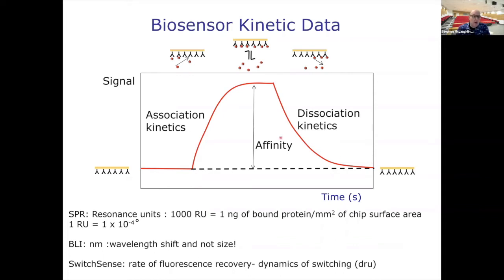So what units to use? Well, in SPR, we call it resonance units, and that's equivalent to a mass bound onto the surface. So typically 1,000 units is equal to 1 nanogram of bound protein per millimeter squared, where 1 resonance unit is equal to 1 × 10⁻⁴ degrees change in the SPR angle. In the Octet, the BLI, we're going to get units of nanometers. Now, that's not size at the surface, it's actually a wavelength shift of that interference pattern.